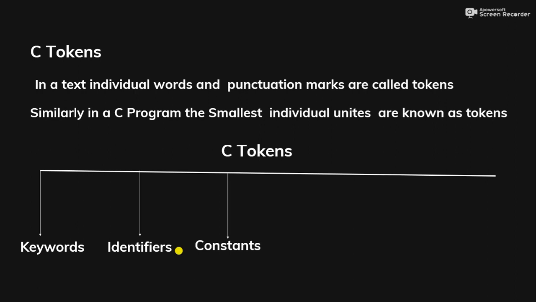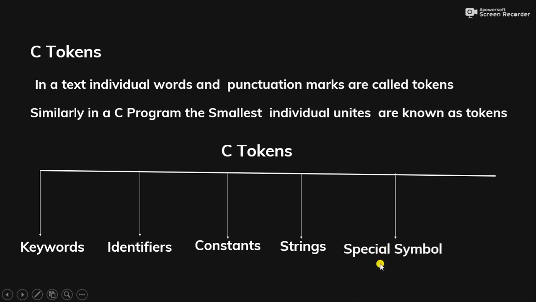So the constants are the fixed values that we are going to use in our code. So these are the constants. And another type of C token is the strings. Strings are collections of characters, and strings are always put inside double quotation marks.